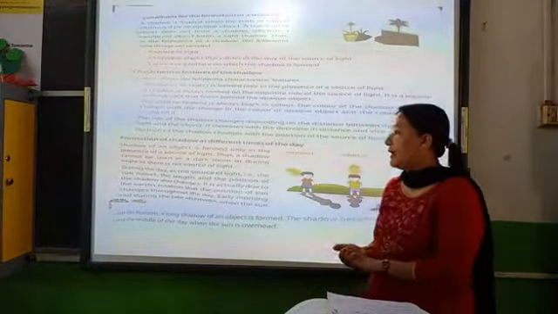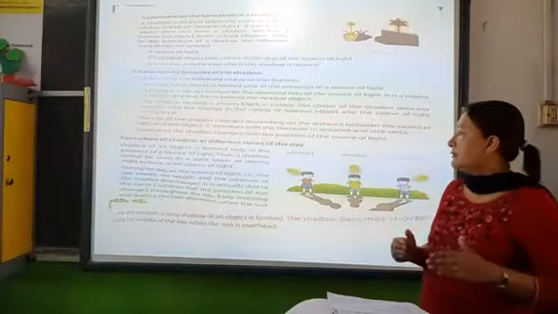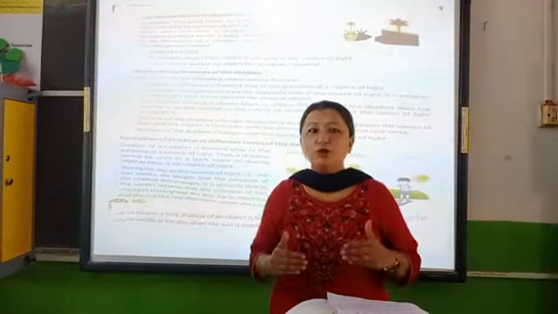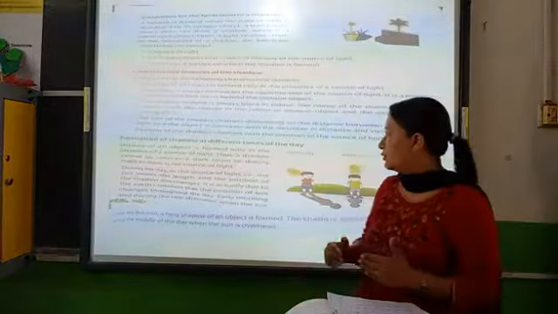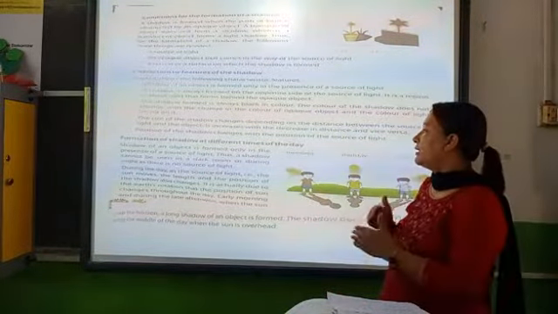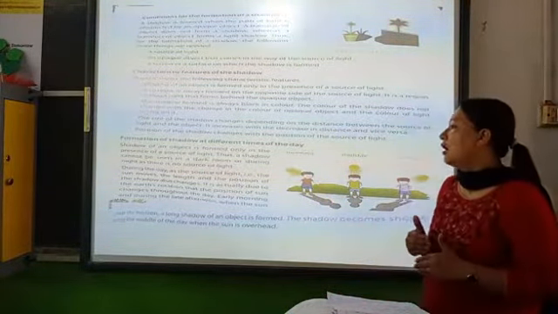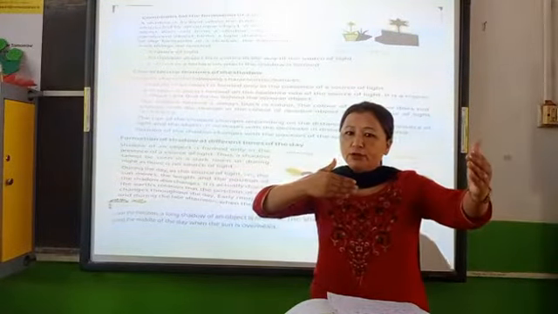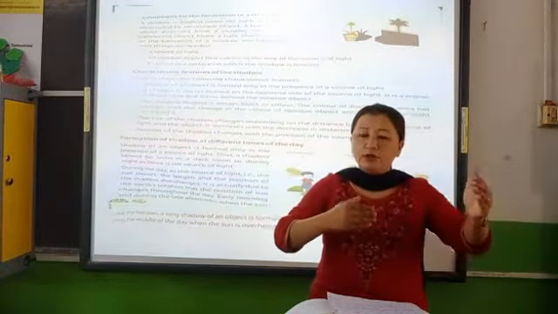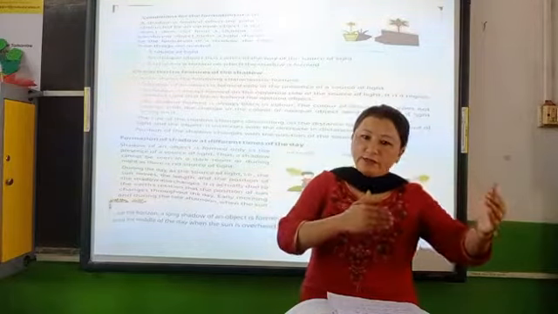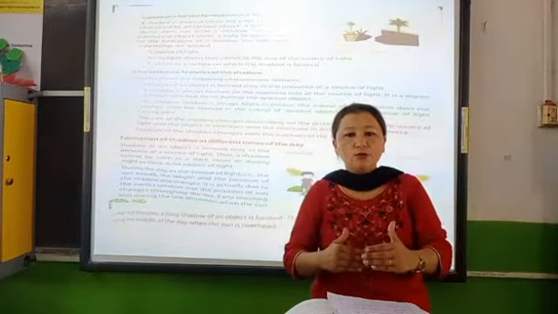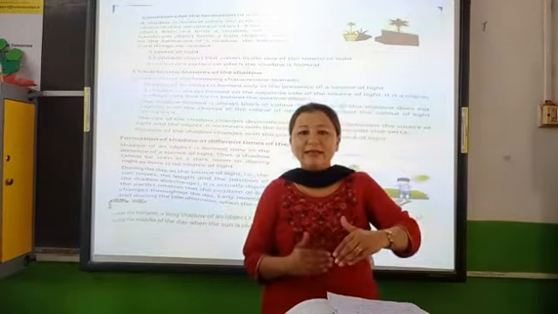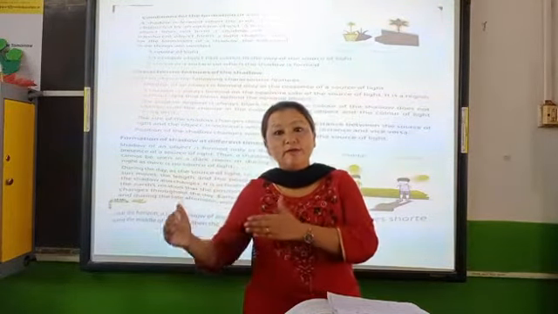During the day, the source of light is the sun. So the sun is the natural source of light. As the sun moves, the length and the position of the shadow also change. In the morning, you will see a different size of your shadow. At noon, during midday, you will see a different size of the shadow, and in the evening also.